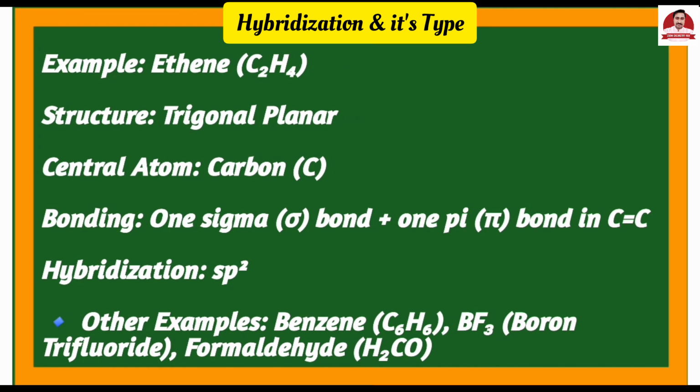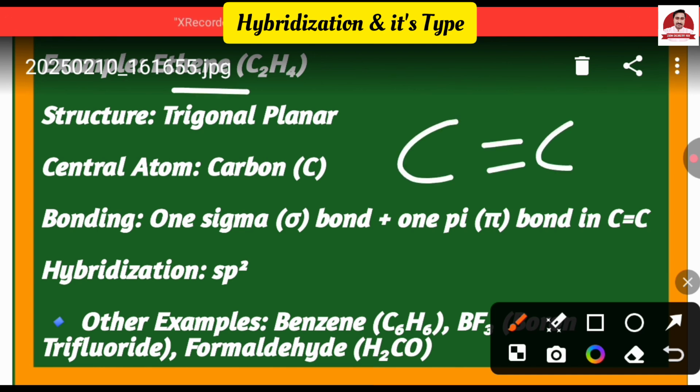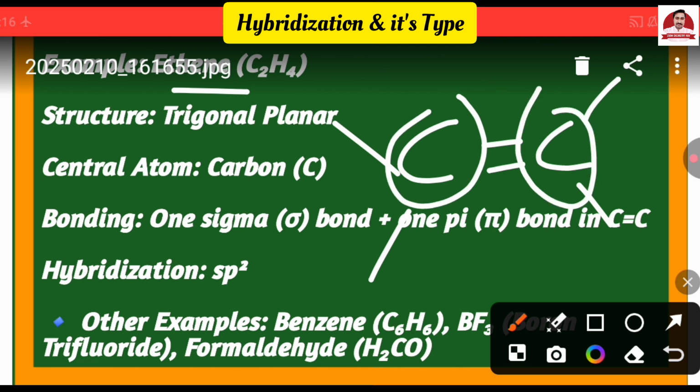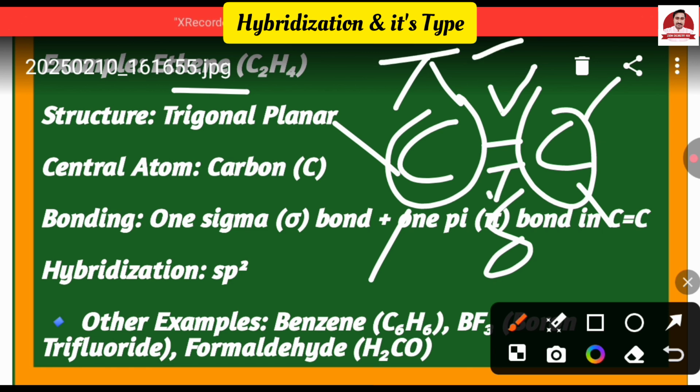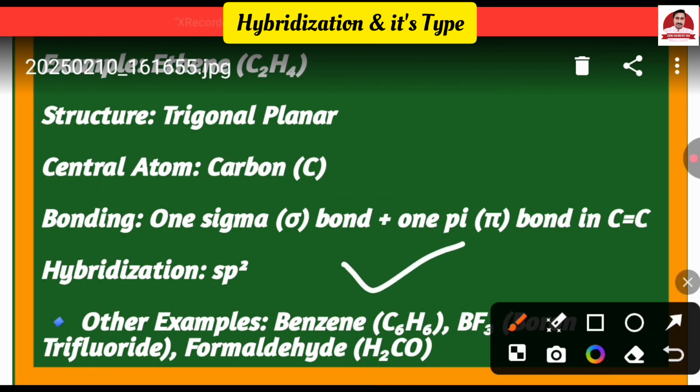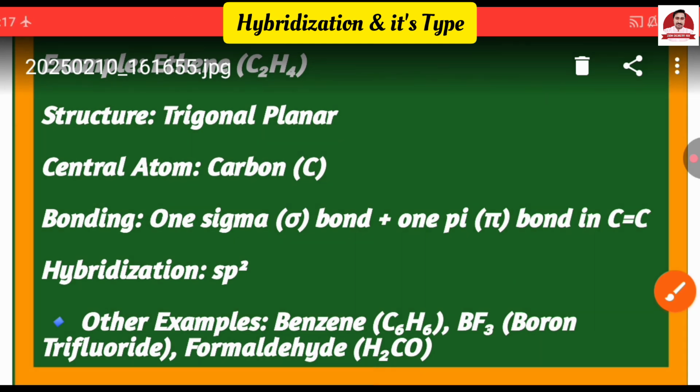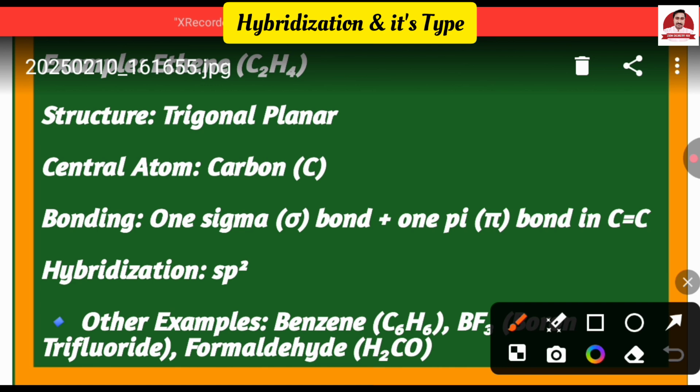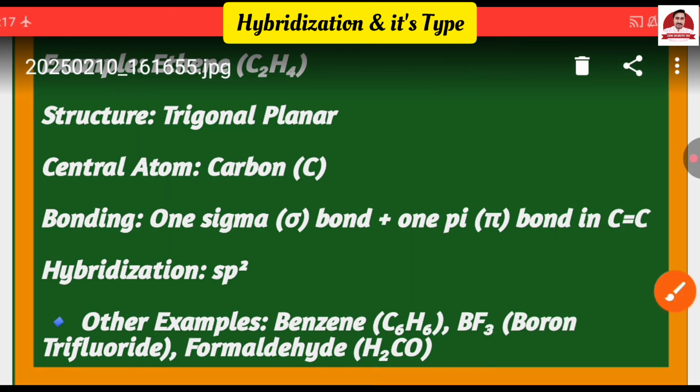And when we take the example of sp2 hybridization in ethene, the central atom is the carbon, and one bond is sigma and one is pi. Here you can see in the double bond one is a sigma bond and the other is a pi bond. Other examples of sp2 hybridization occur in benzene, boron trifluoride and formaldehyde molecules. These molecules contain sp2 hybridization.